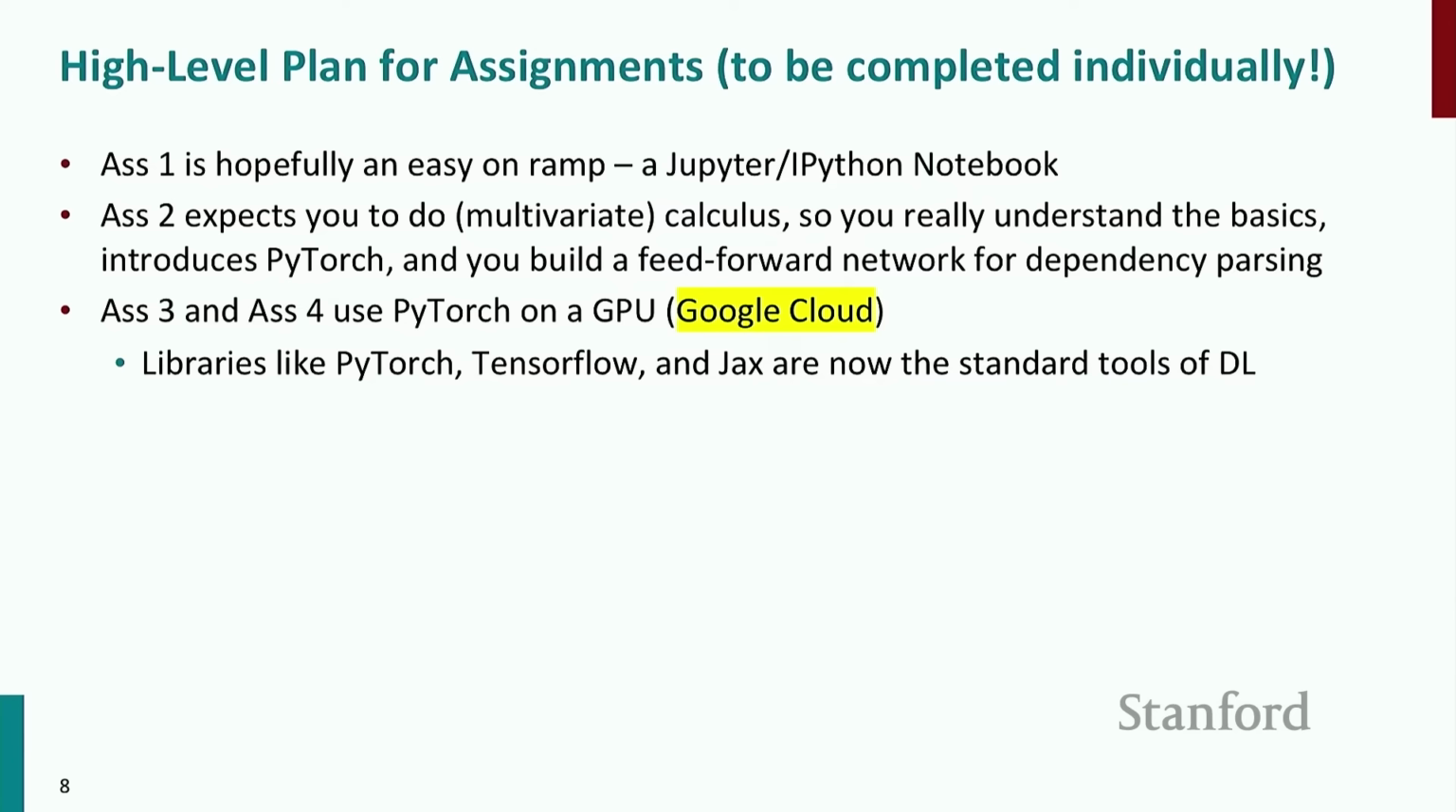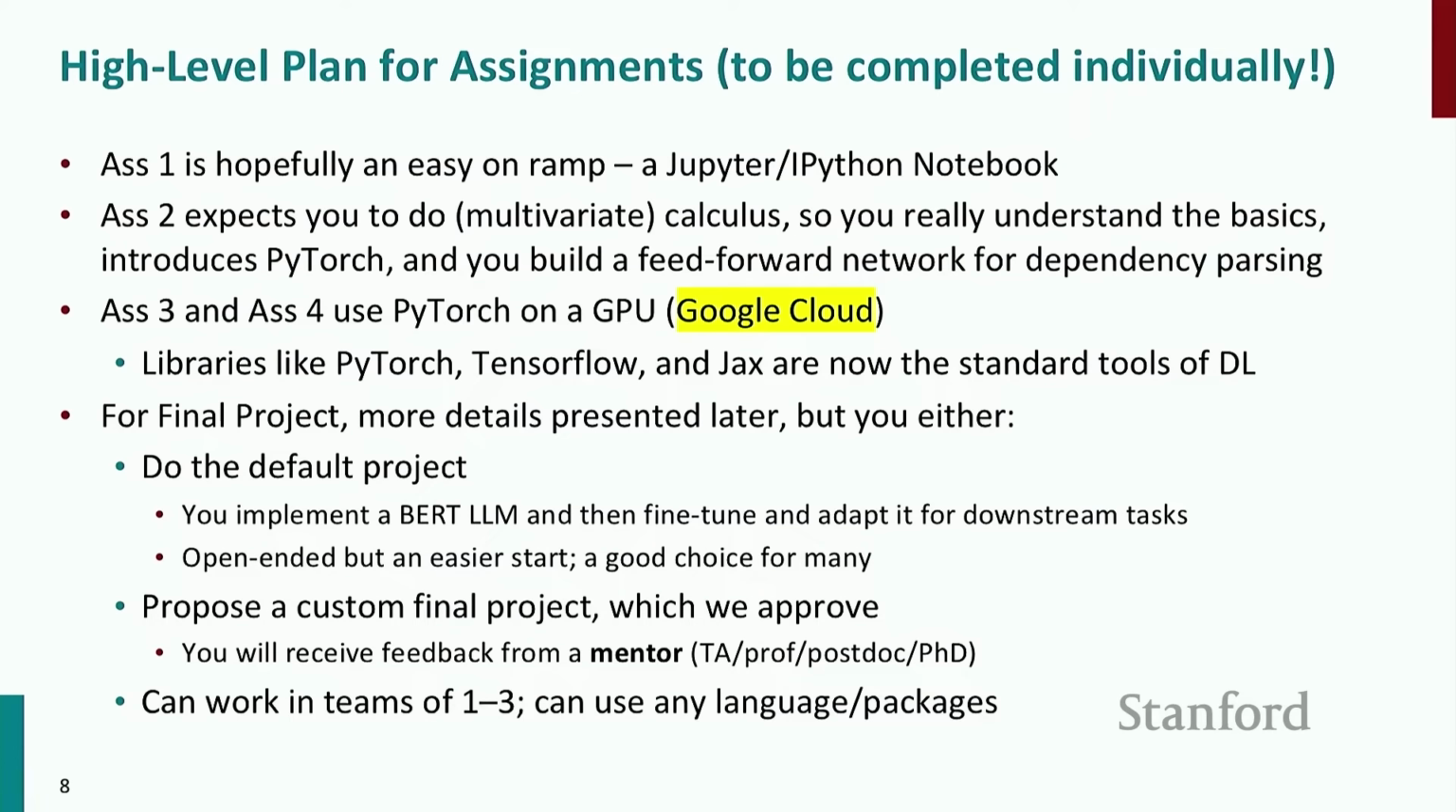Then for assignment 3 and 4, we move on to larger projects using PyTorch with GPUs, and we'll be making use of Google Cloud. And for those 2 assignments, we look at doing machine translation and getting information out with transformers. And then these are the two final project options.